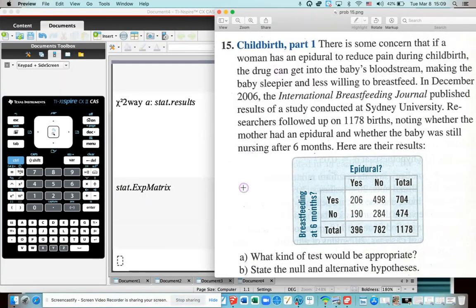Okay, so this one is childbirth, and they're talking about if you get an epidural or not, and then also breastfeeding. Are you having trouble breastfeeding or not, up to 6 months kind of thing. The whole premise is that if you get an epidural when you're having your baby, then the baby gets a little bit of that medicine in them, and they are sleepier, and they're less willing to breastfeed. So that's kind of what they're asking, and whether the baby is still nursing after 6 months. So that's what they asked them.